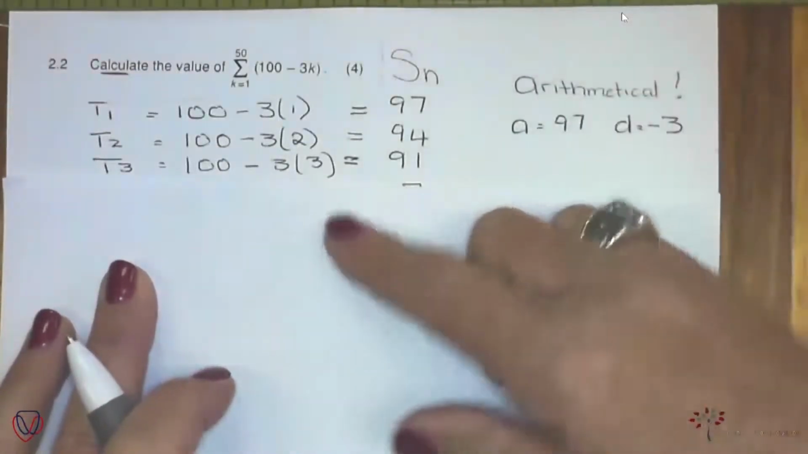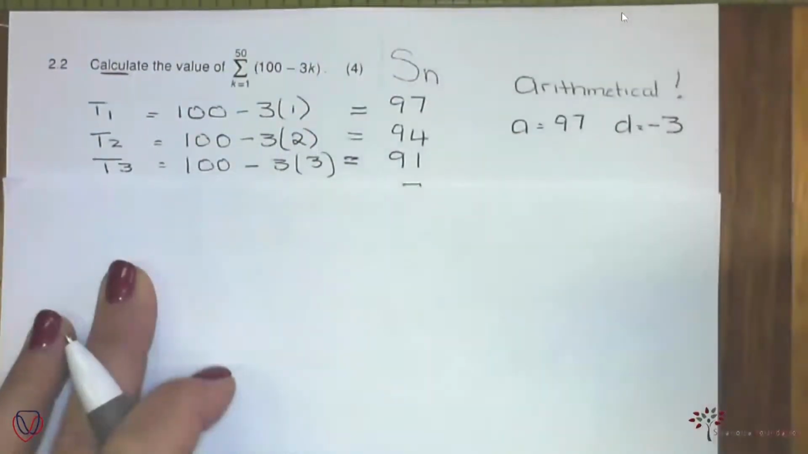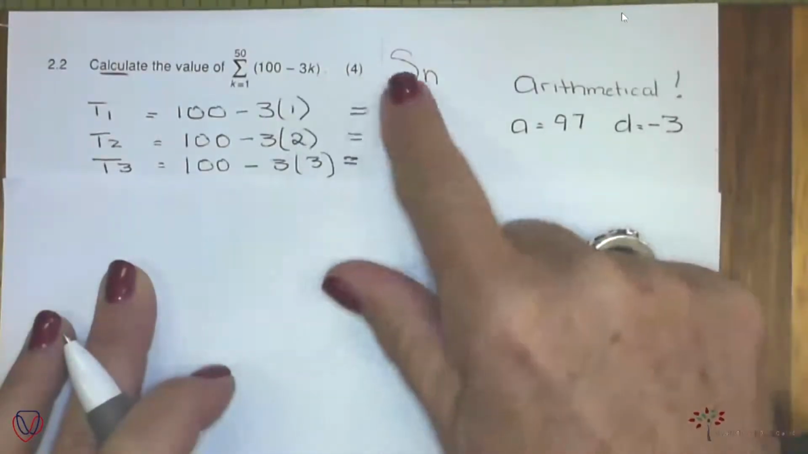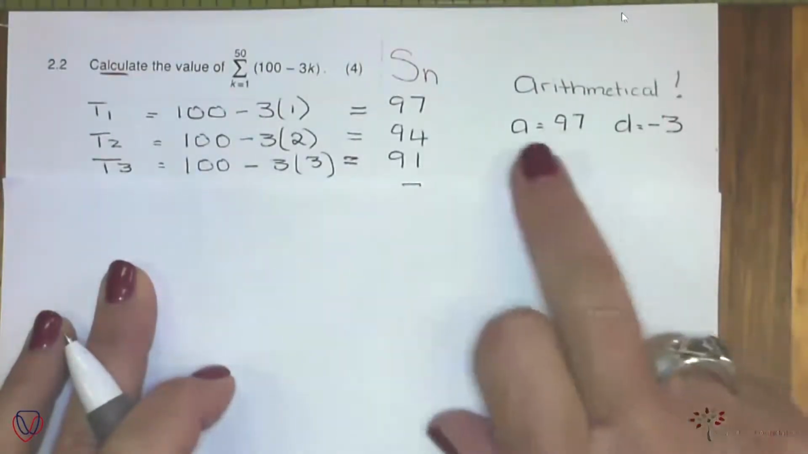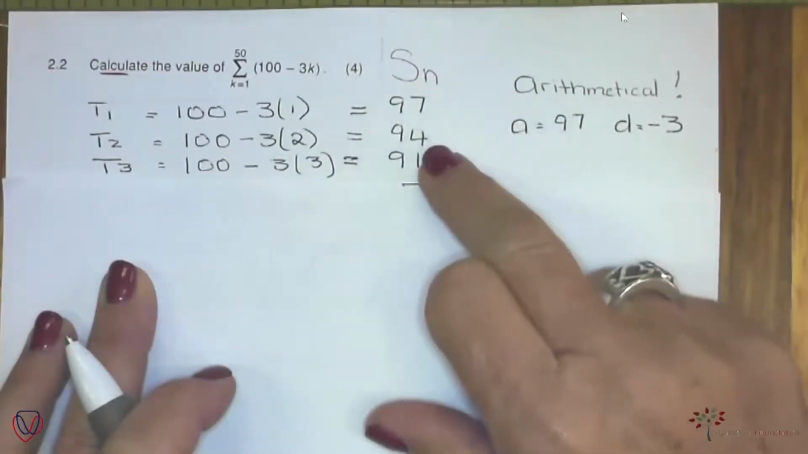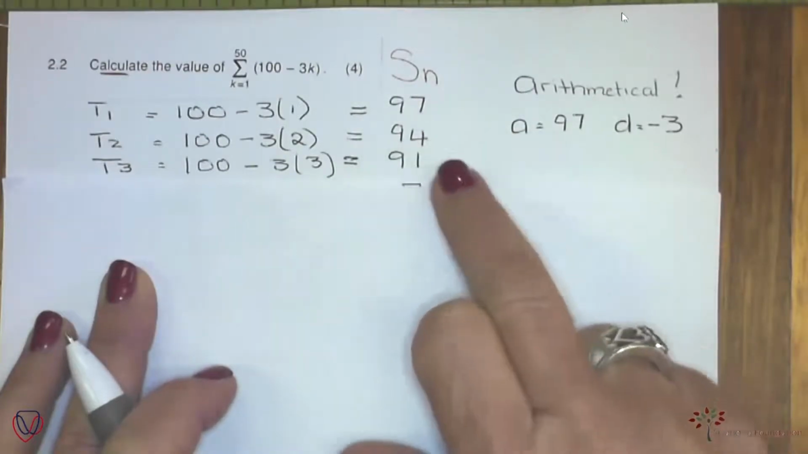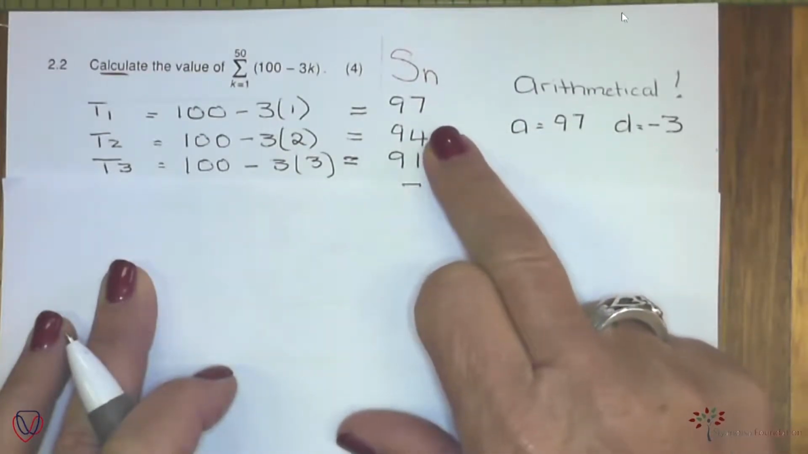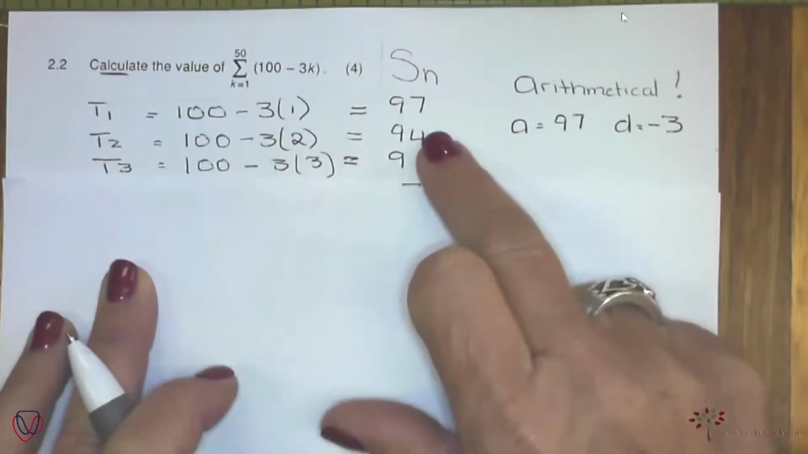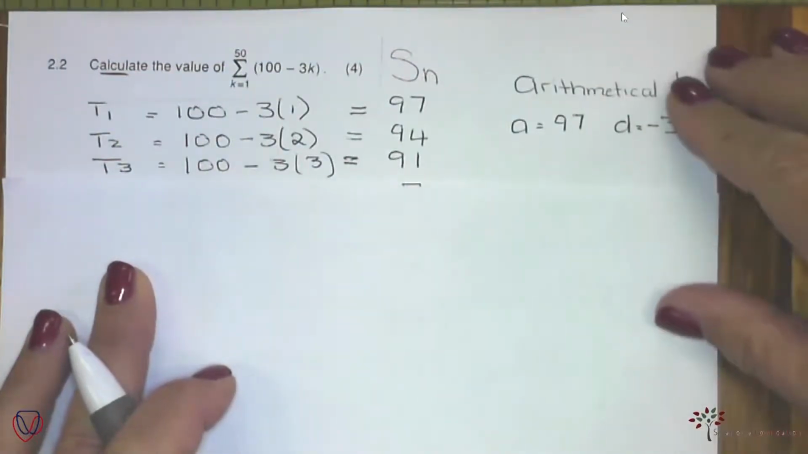100 minus 3 times 3 is 91. So you see now clearly that this is an arithmetical sequence, or series in this case, because we want to find the sum. A is 97, and the difference is negative 3. 97 minus 94 is 3. What did I add to get there? A negative 3. 94 to 91, I added a negative 3 to get to the next term.